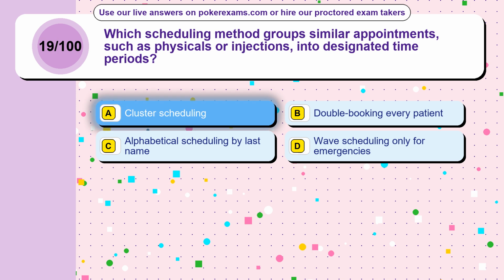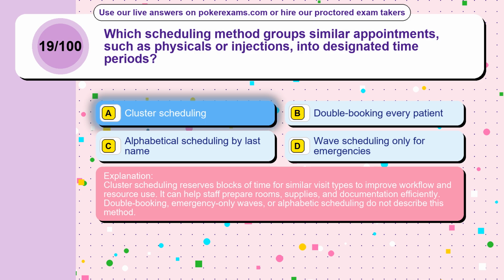The correct answer is option A, cluster scheduling. Cluster scheduling reserves blocks of time for similar visit types to improve workflow and resource use. It can help staff prepare rooms, supplies, and documentation efficiently. Double booking, emergency-only waves, or alphabetic scheduling do not describe this method.